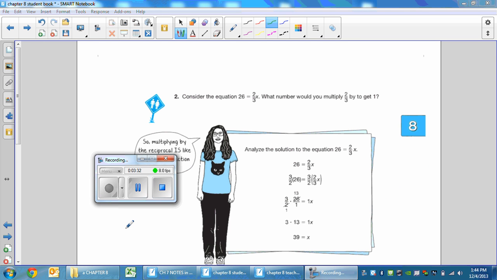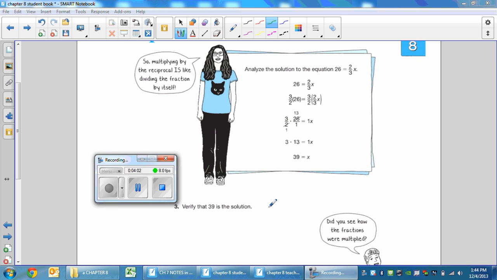All right, let's look to the next page. Consider the equation 26 equals 2/3 x. What number would you multiply 2/3 by to get 1? So what is the reciprocal of 2/3? And that would be 3/2. So we could multiply this by 3/2 on both sides, and then that would give us 1x on this side. We could cross simplify here, cross reduce, and then that would give us x is 39.